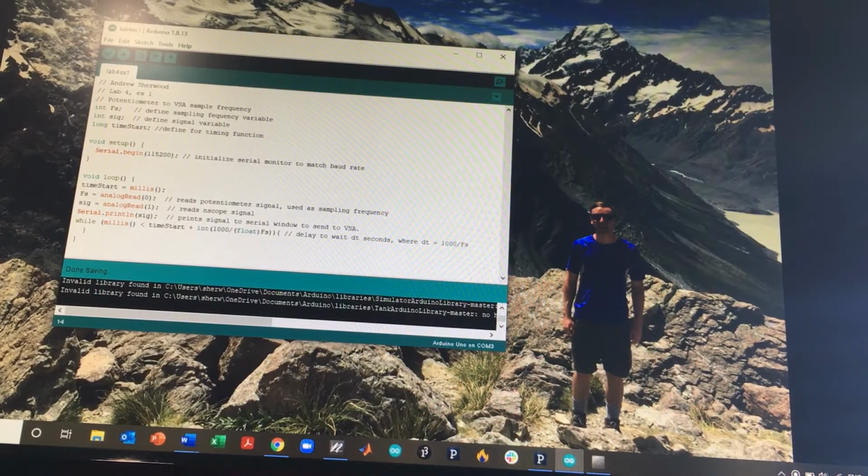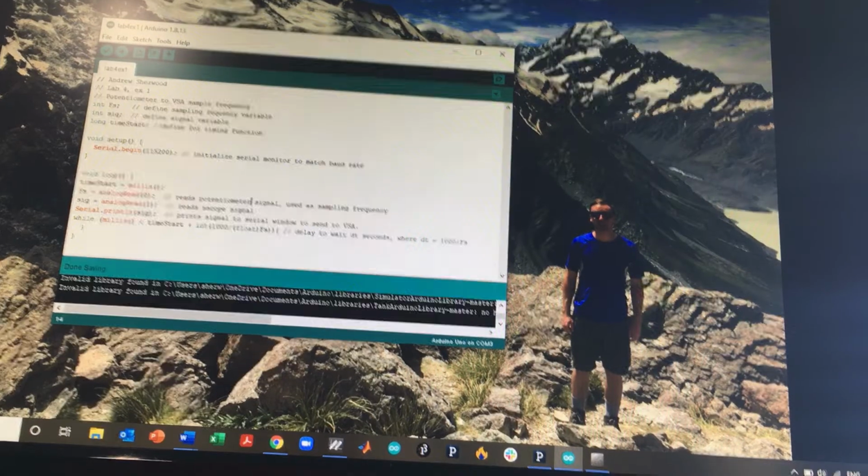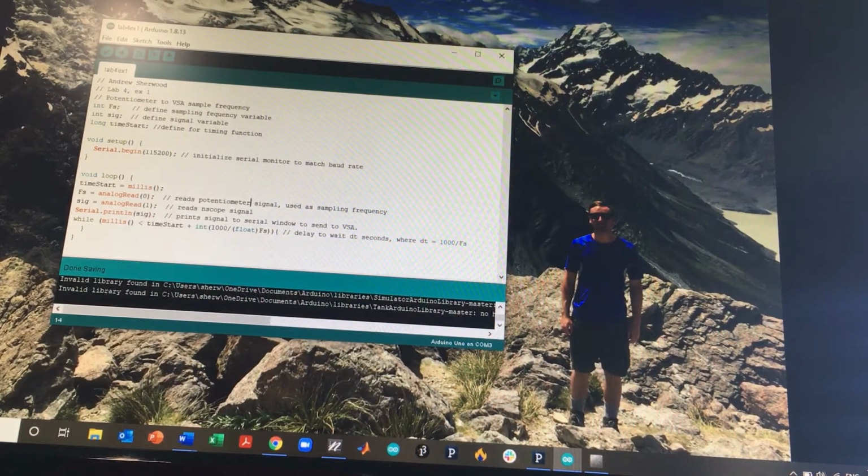And I have two analog reads. One of them is for the potentiometer to determine sampling frequency. The second analog read reads the N-scope signal and then prints that to the serial monitor to send to the VSA.